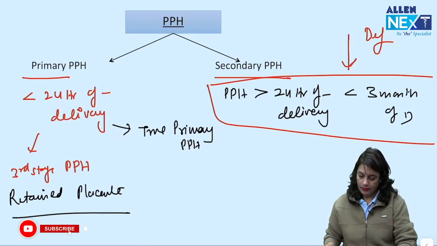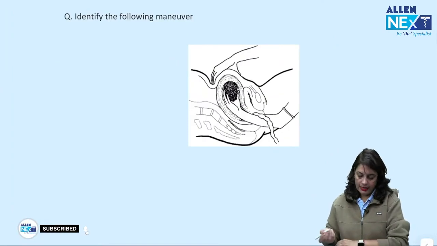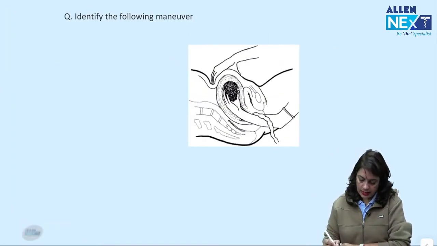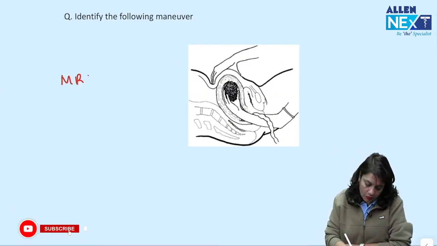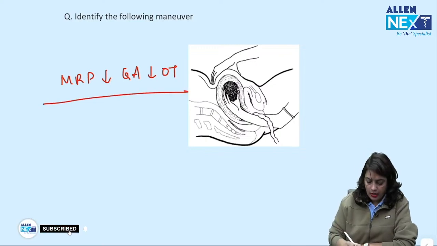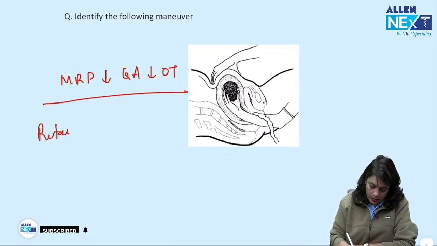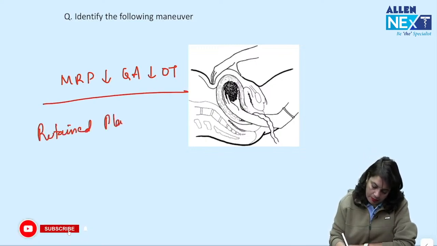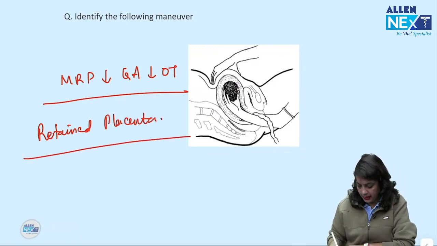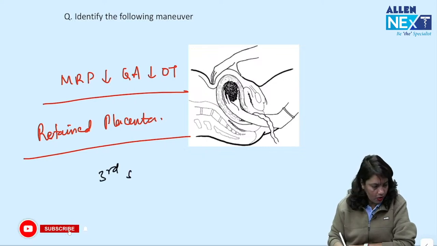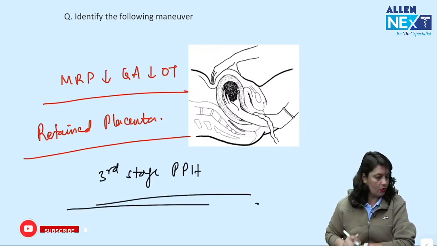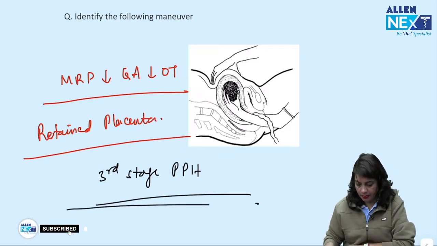Yes. Next, identify this maneuver. This is manual removal of placenta under GA in OT, okay, for the retained placenta, that is for third stage PPH, okay, third stage PPH.